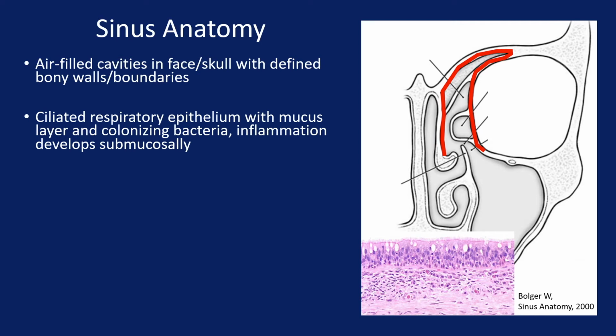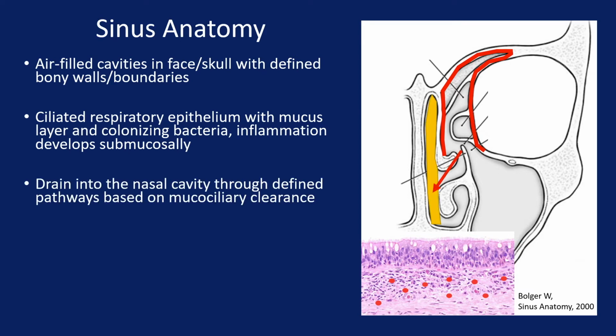These boundaries and all the little partitions between the boundaries are lined by ciliated respiratory epithelium that has a mucus layer on top of it with colonizing bacteria, and then inflammation develops submucosally. And this is where all the different inflammatory reactions ensue. You get the edema of leaky capillary vessels and then the swelling that ensues thereafter.